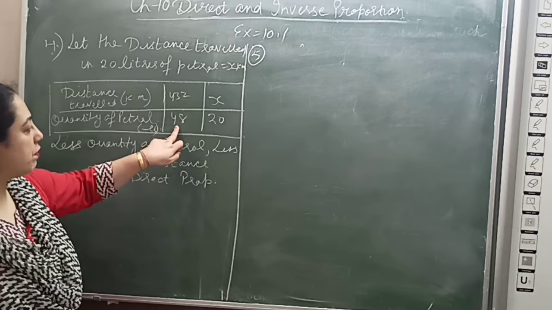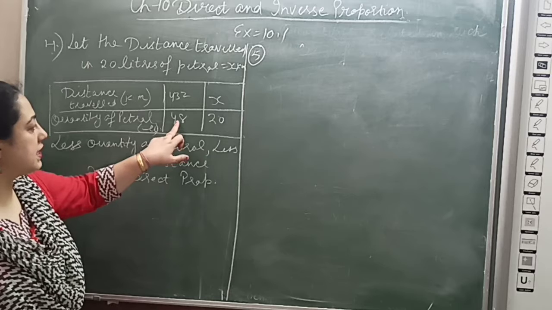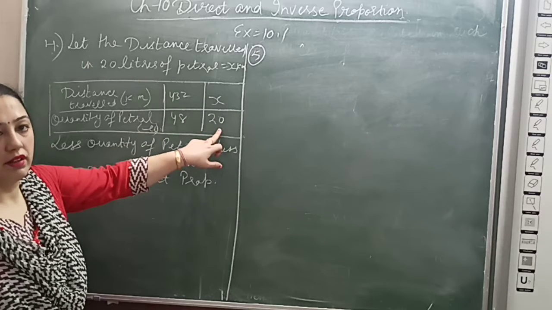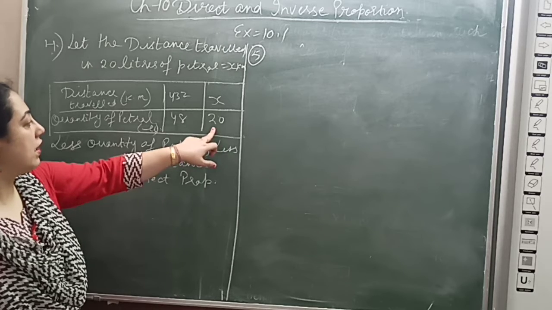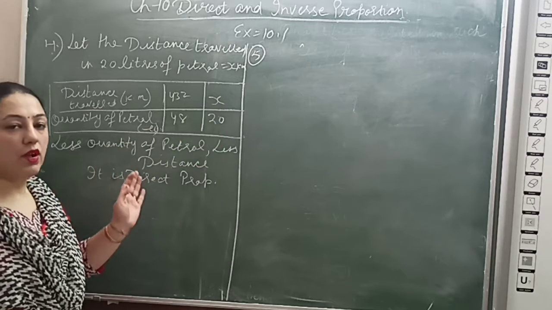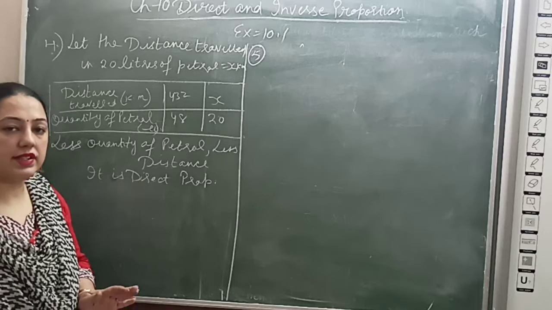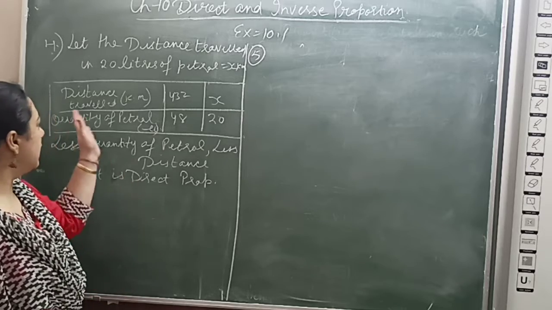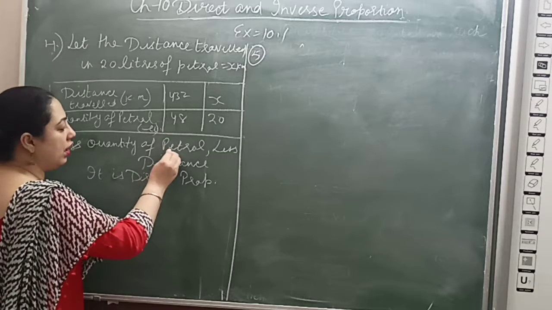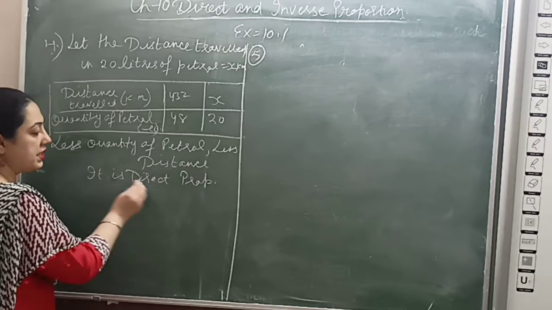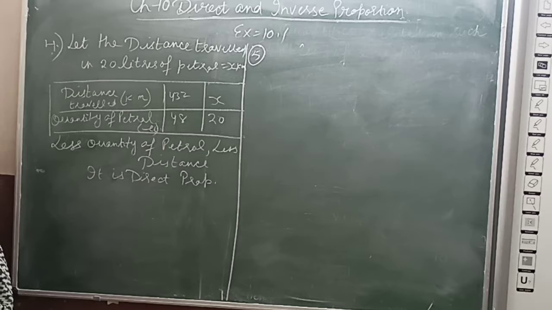Now, when the quantity of petrol is less, that is, it decreases from 48 to about 20, it means it covers a less distance, because whenever the quantity of petrol decreases, then the vehicle covers a less distance. So I write down less quantity of petrol, less distance. So it is direct proportion.